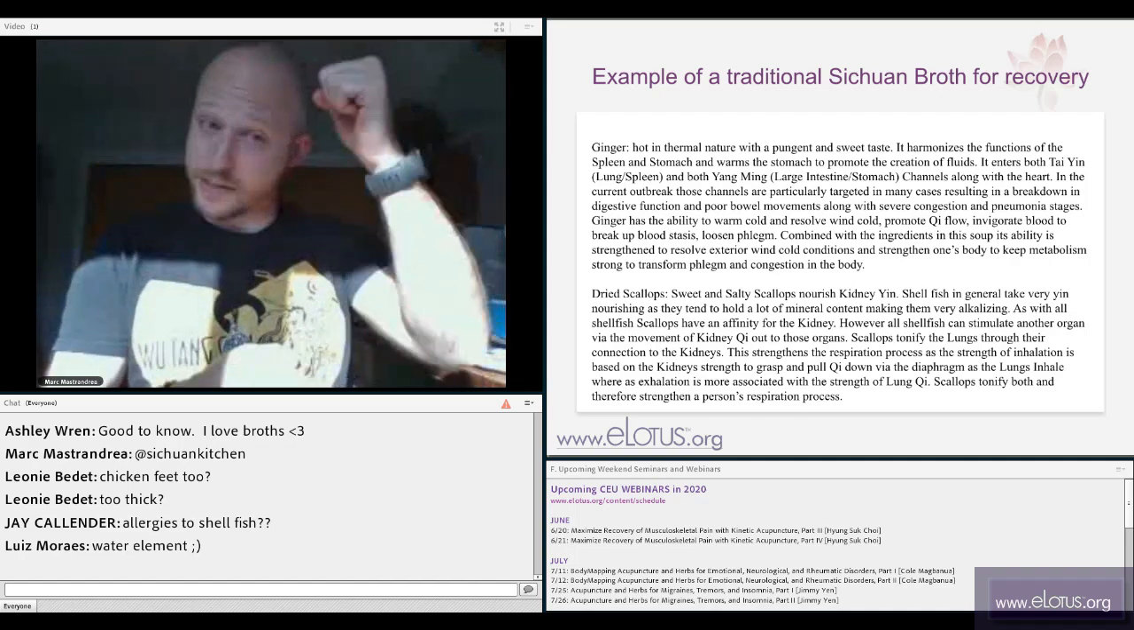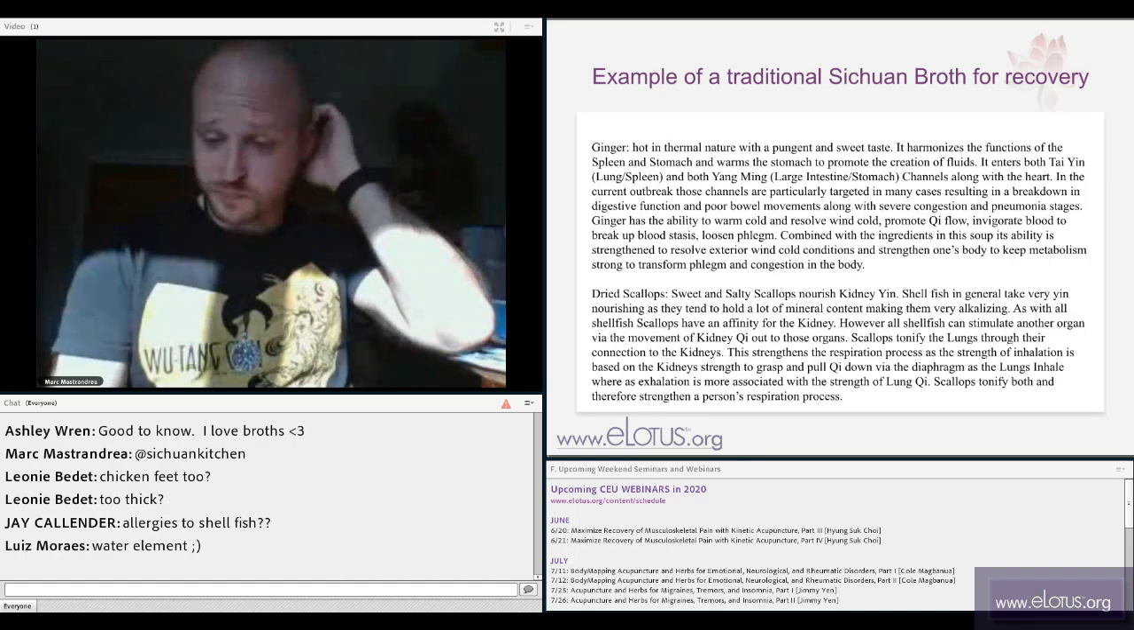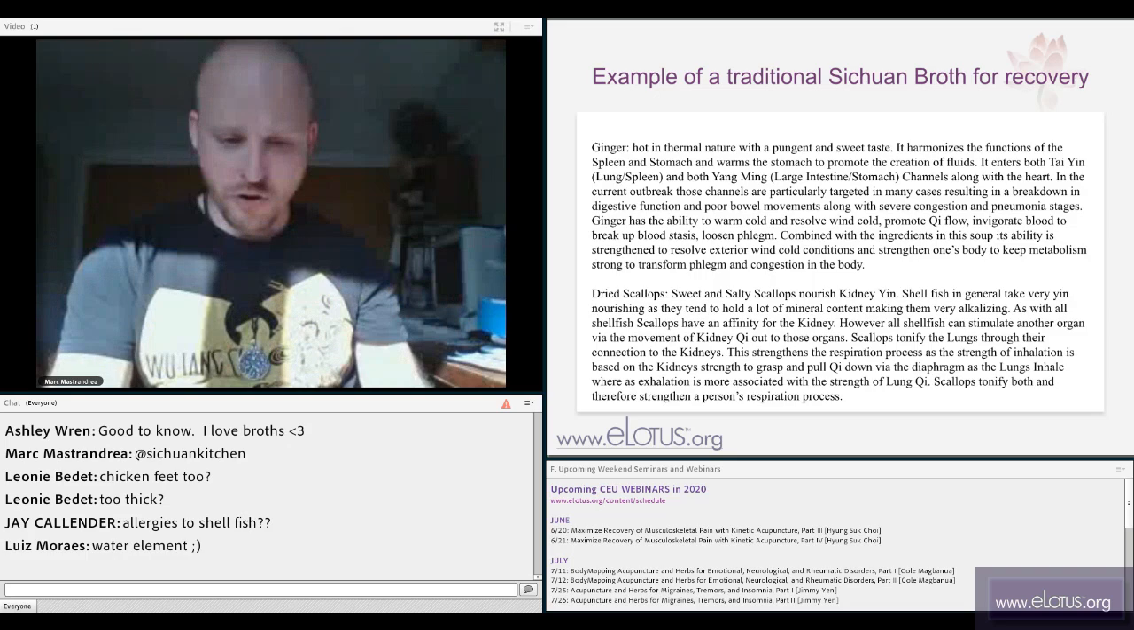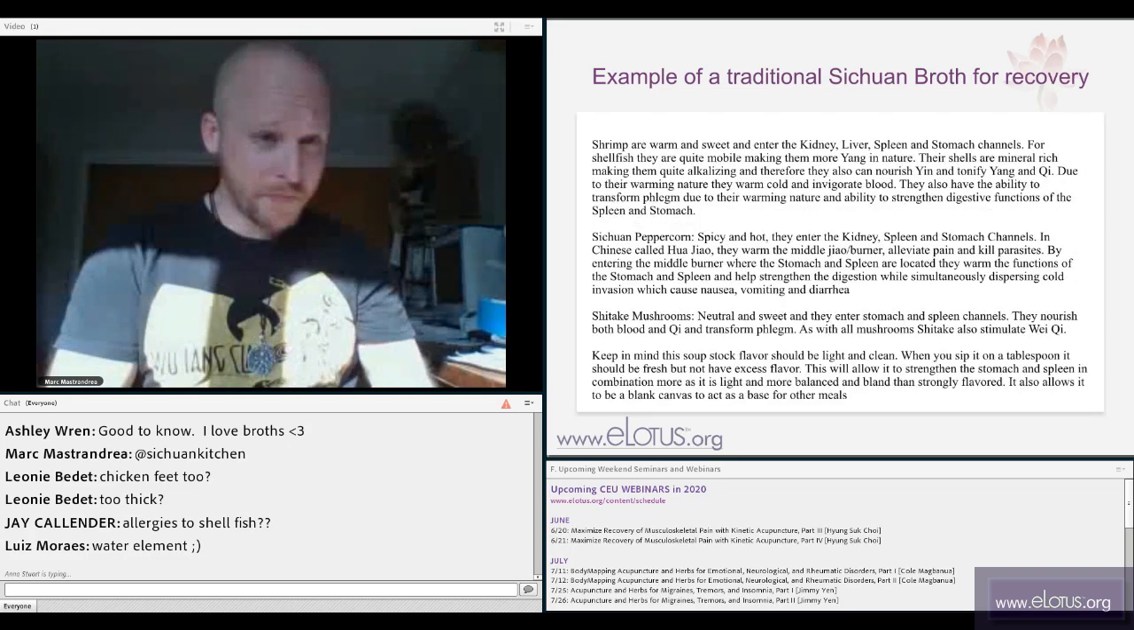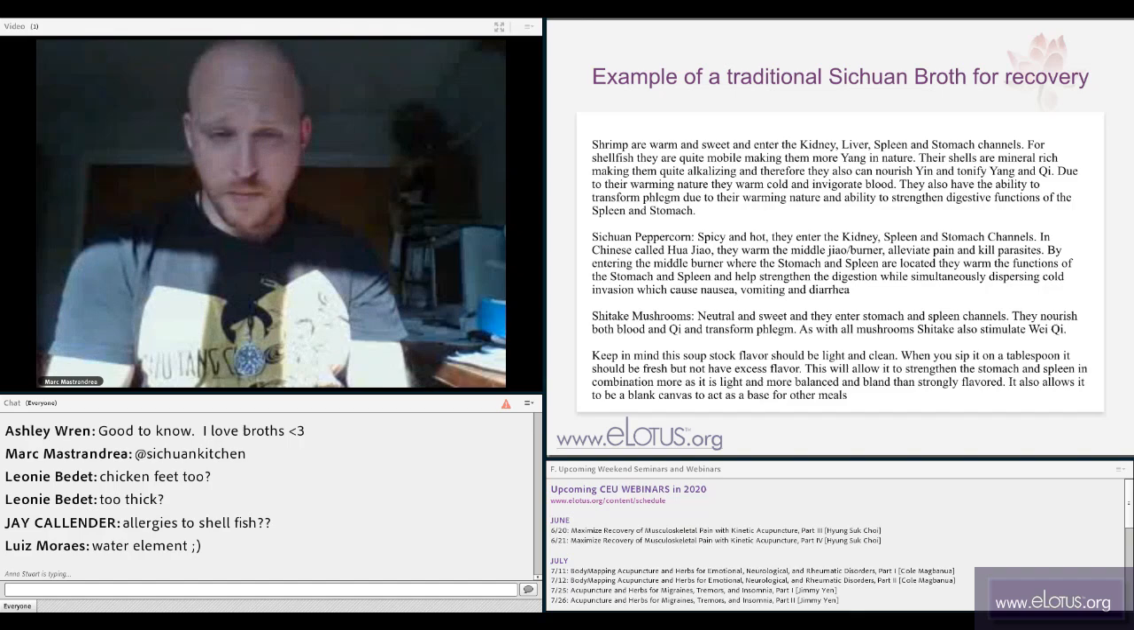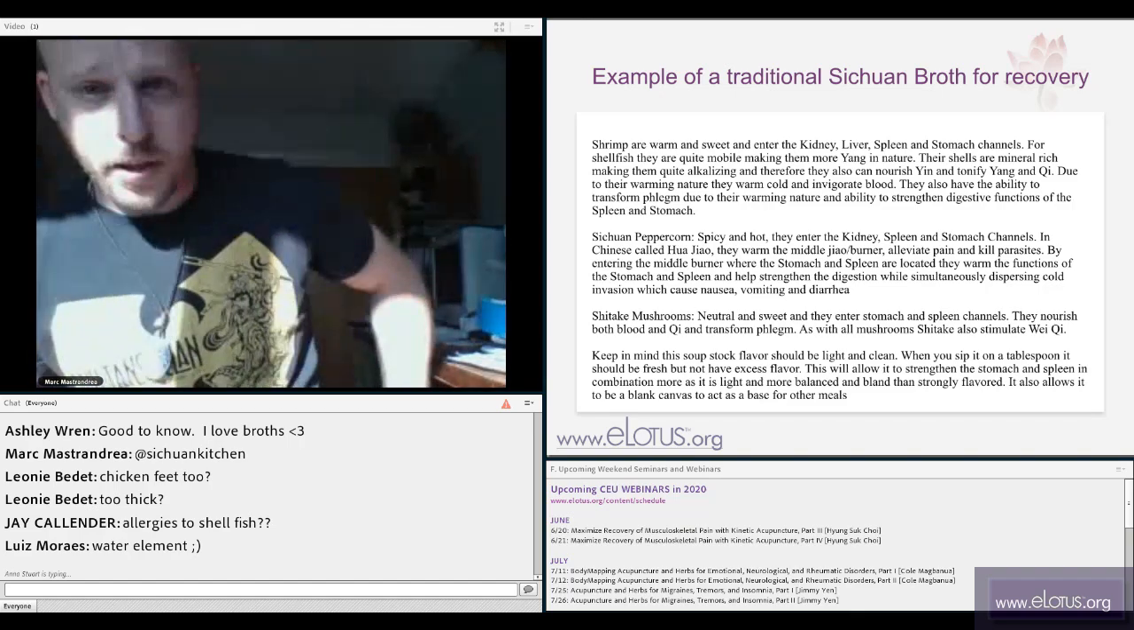So water, metal element, if you want to think about it in five elements, right? Ginger, obviously, we're just going to run through this. You can also use shrimp if you're not going to use scallops. And I talk about this here. Another thing is Sichuan peppers.